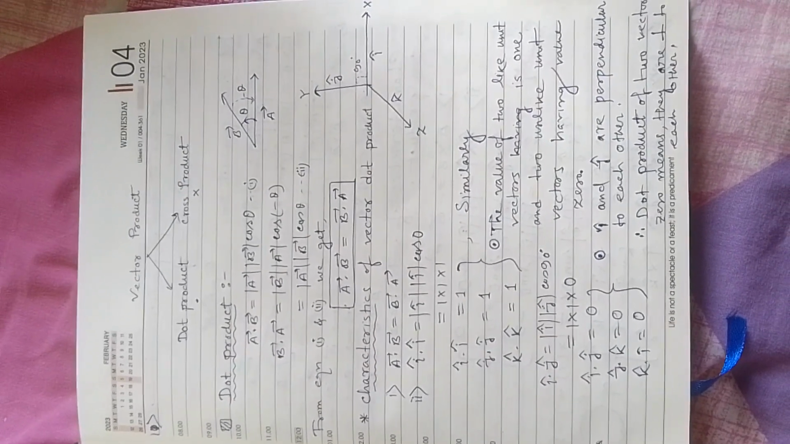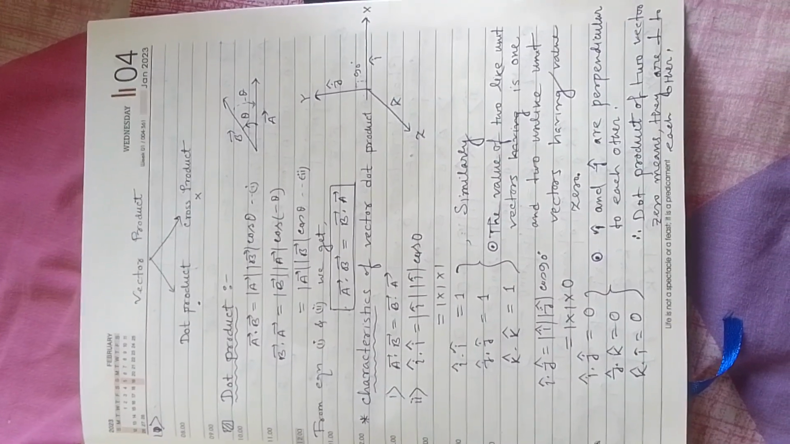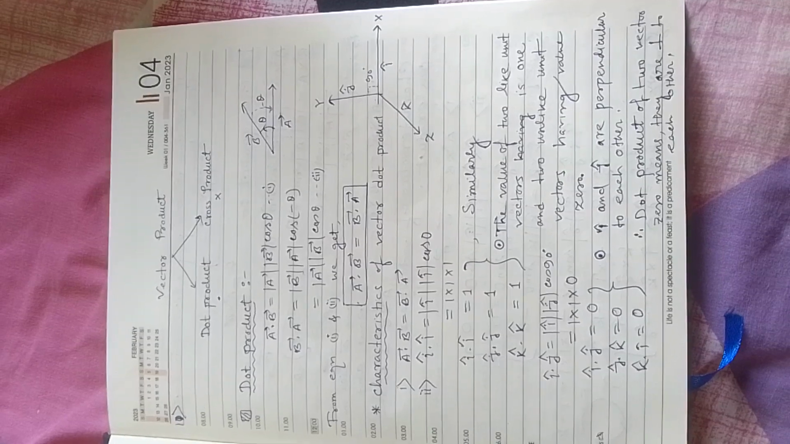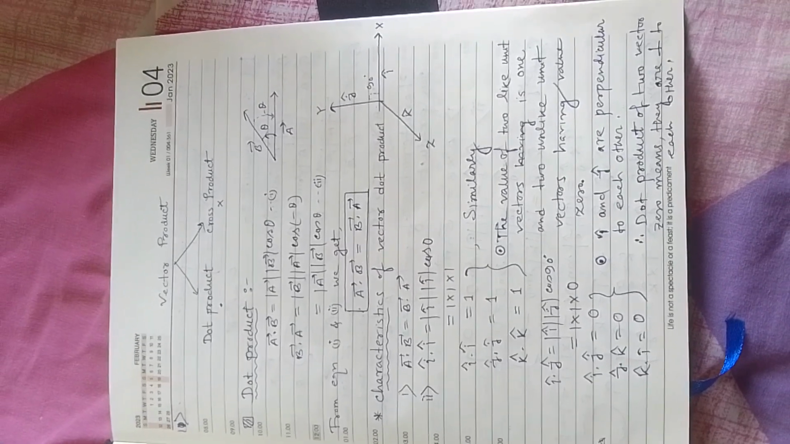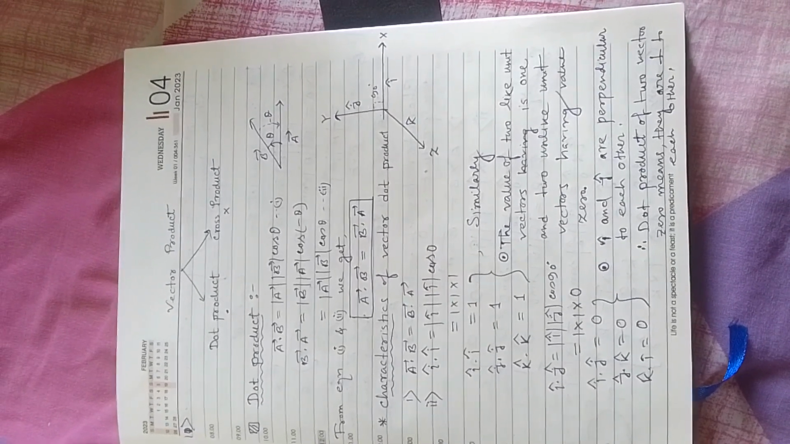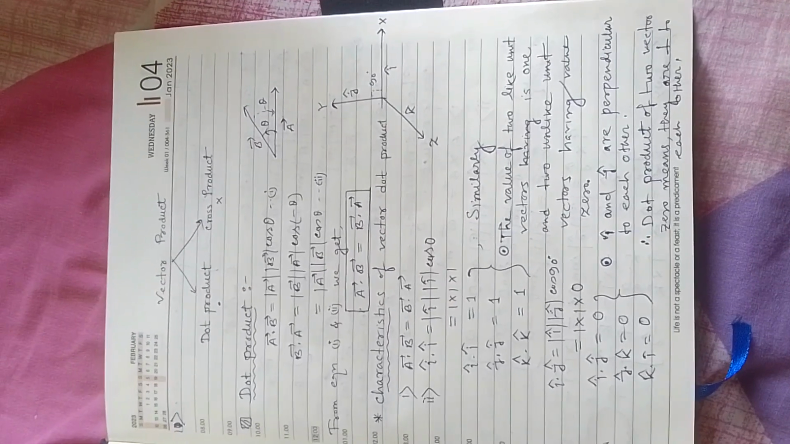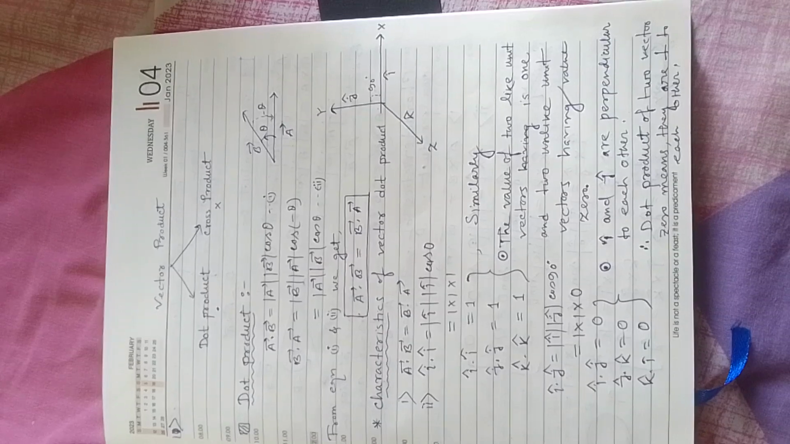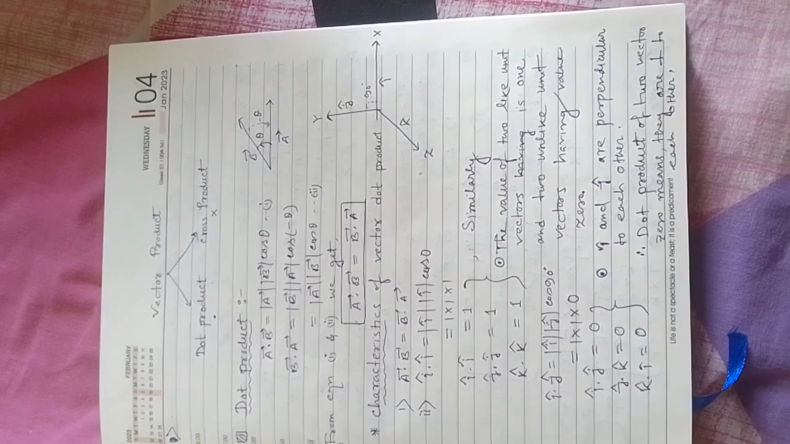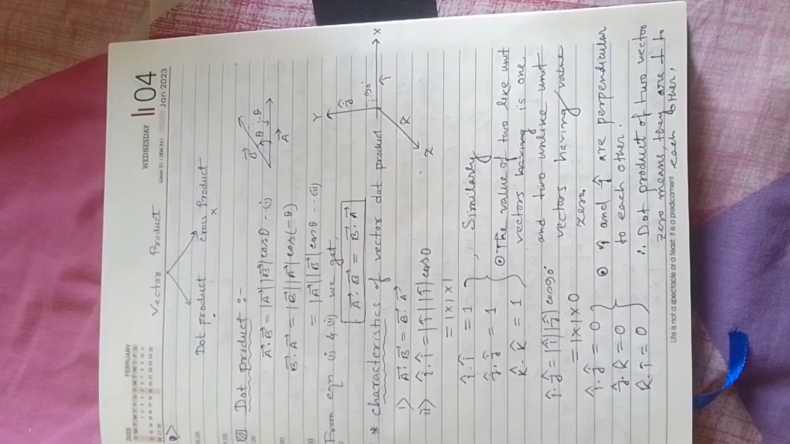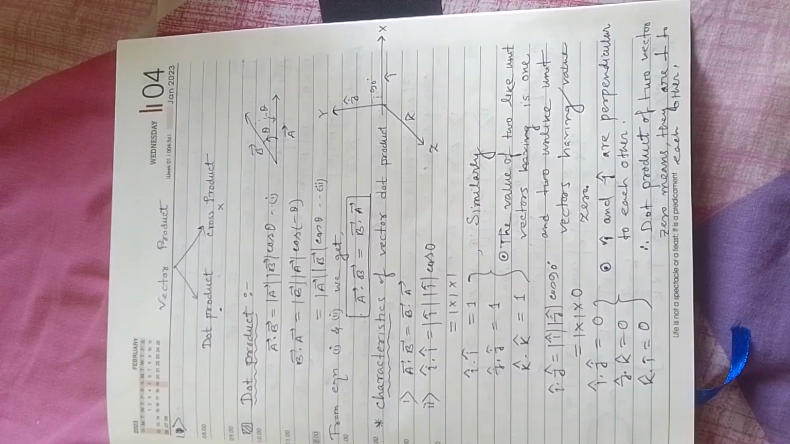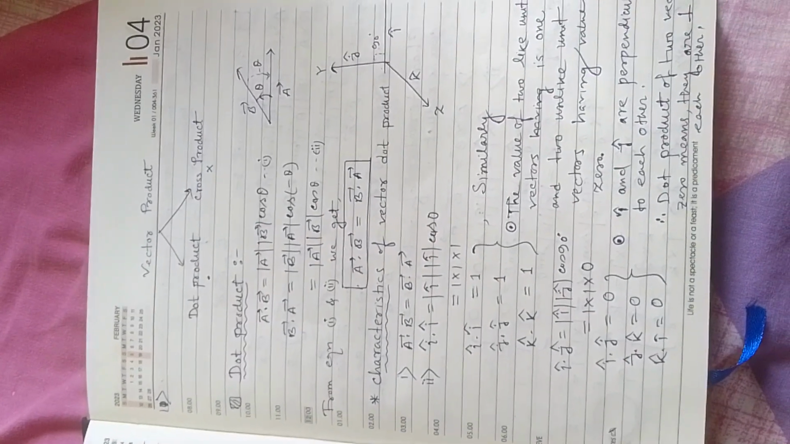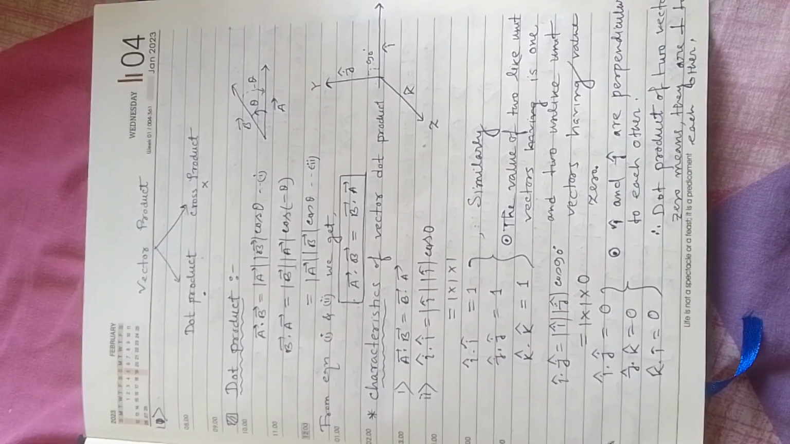But if we take the dot product of two different unit vectors, the result will be 0. That is, i cap vector dot j cap vector is equal to 0. Why? Because i and j make an angle of 90 degrees. Therefore mod of i mod of j cos 90 is equal to 0. Similarly, j vector dot k vector is equal to 0. i cap dot k cap is also 0.